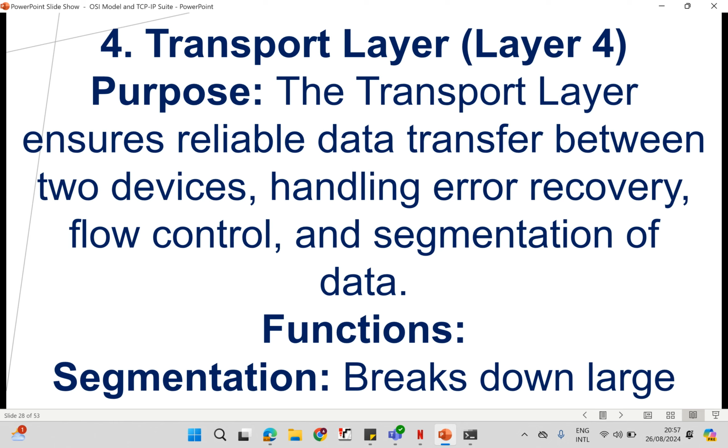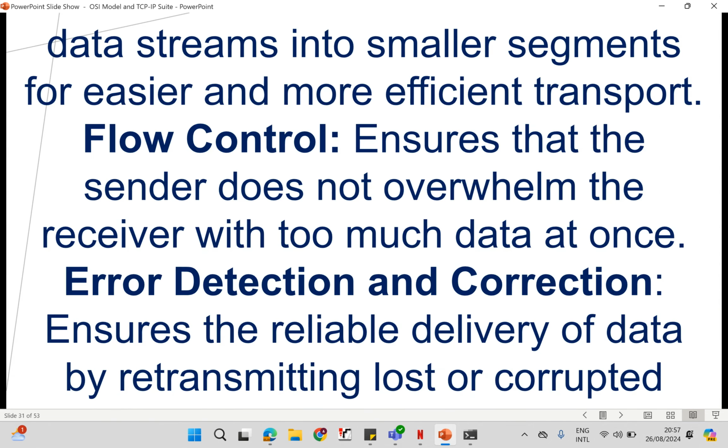Handling error recovery, flow control, and segmentation of data. So what is the function? Segmentation. Break down large data streams into smaller segments for easier and more efficient transport. Flow control ensures that the sender does not overwhelm the receiver with too much data at once. So it ensures that things are coming at the right pace, not flooding and excessive things at the same time.